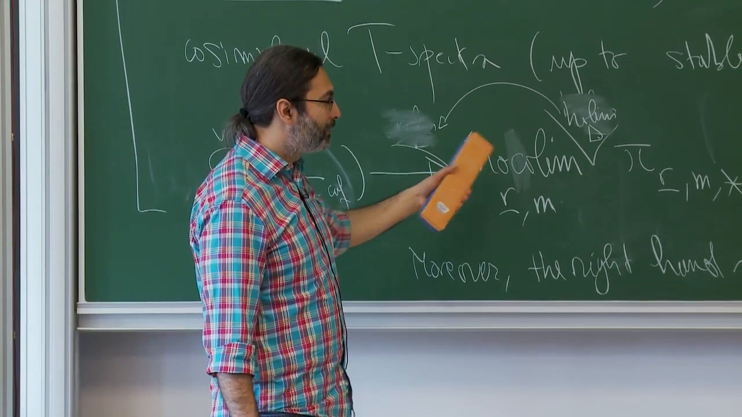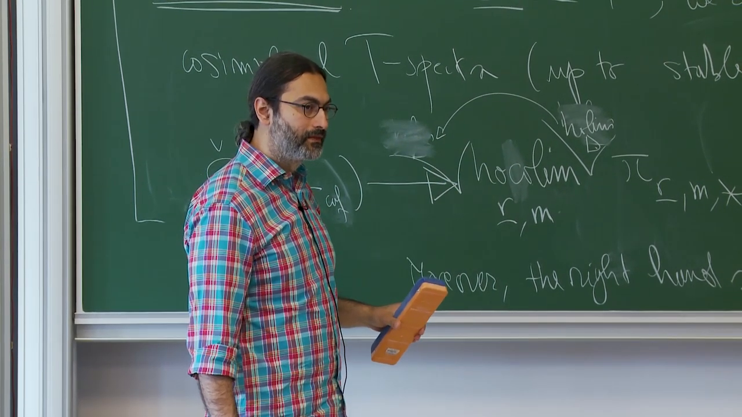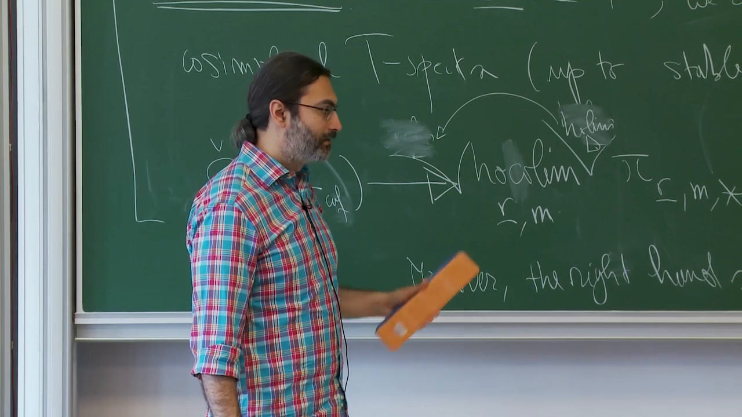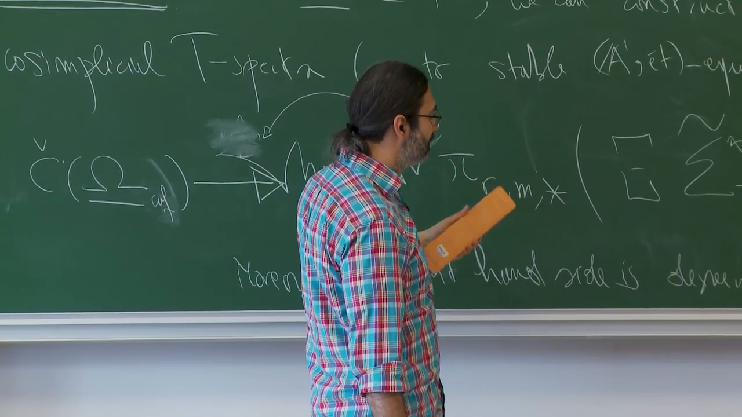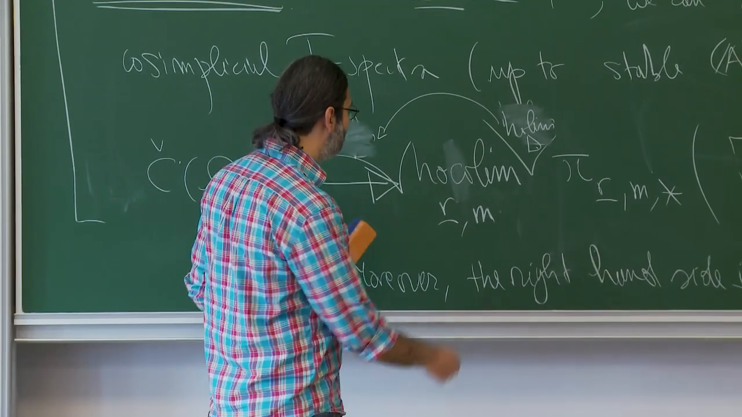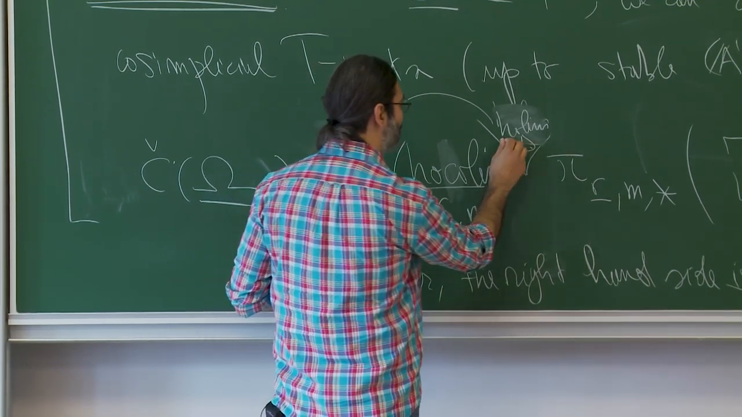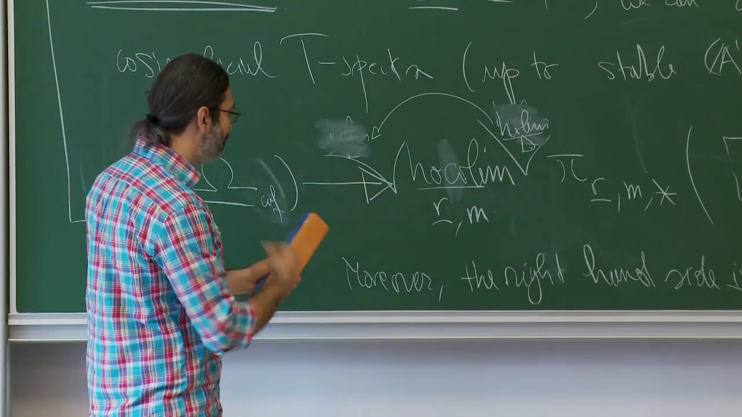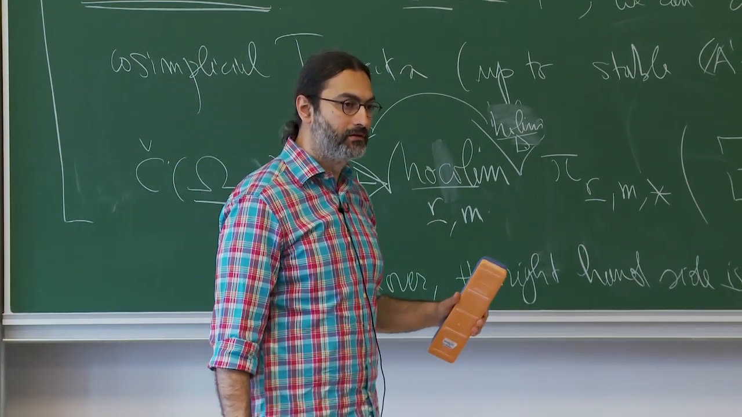I will abandon this model. I will not try to make this argument work. I will introduce a third model on which, in fact, this particular homotopy colimit and this homotopy limit will not be a problem to commute, but there will be another problem that I will explain in a moment.